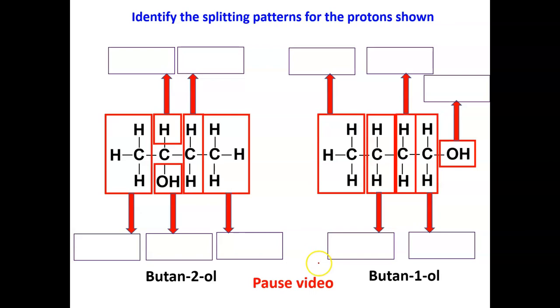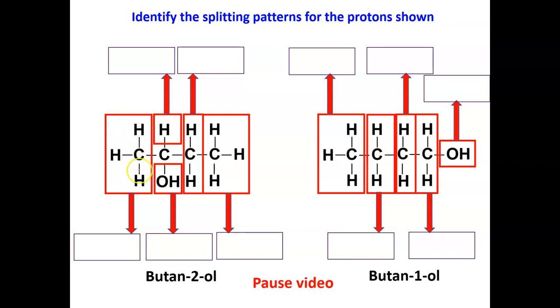So here's another one for you to try. We're going to pause the video, and this is an exercise for you. The box in red is the one you're looking at, and count up the number of adjacent protons plus 1 to tell you what the splitting pattern is going to be. Okay, we've got butan-2-ol first, so let's work our way across it.